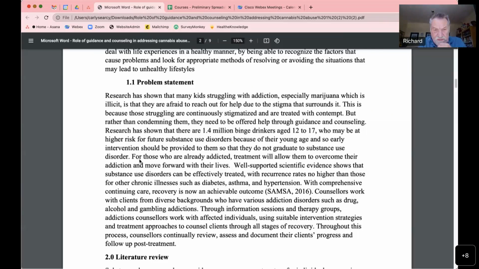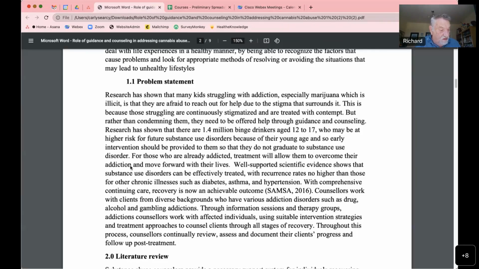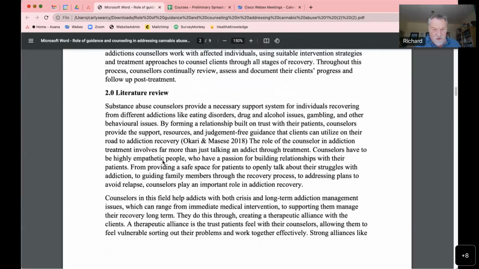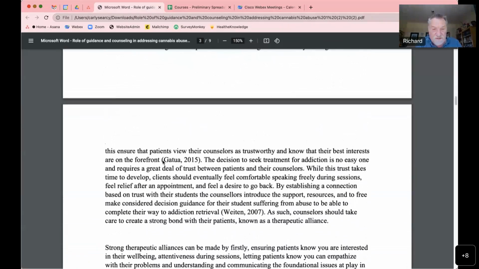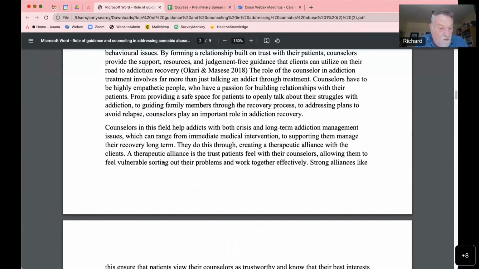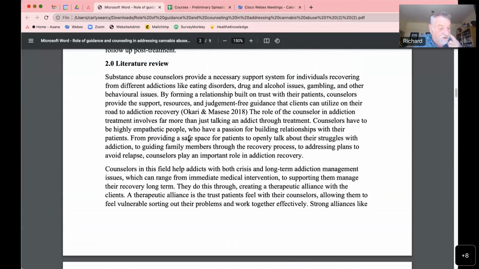One of the things about the paper is quite a lot of things aren't referenced. So if you're making statements like that, make sure that you can actually quote the reference. And that's quite important. If we scroll down to the literature review, yeah, that's great. One of the things, it's an interesting literature review.